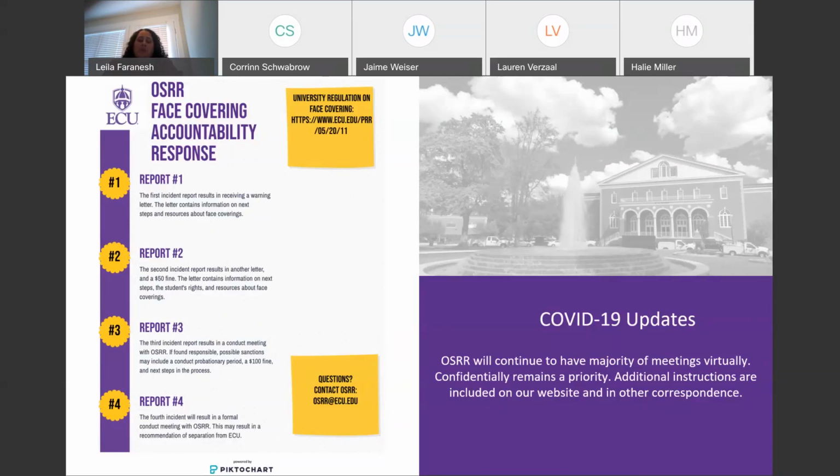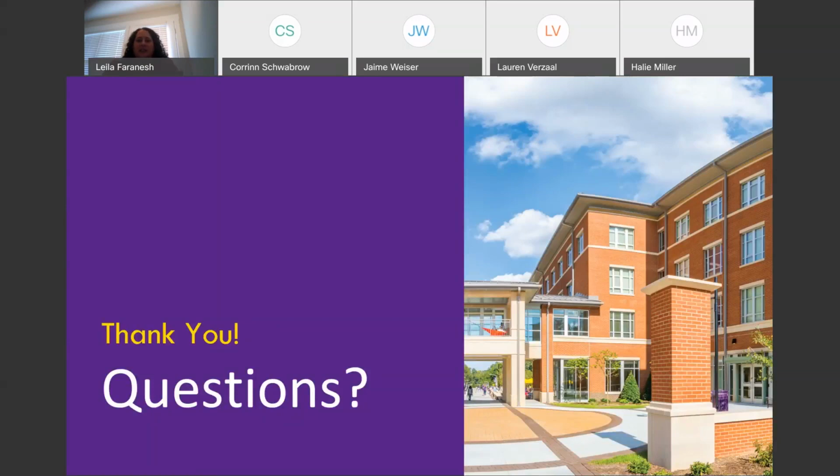If we receive multiple reports and we're at the fourth report, we will evaluate that student's status, and they could be facing some type of separation from the university or a recommendation to the Student Conduct Board for separation. We are going to ask faculty and staff to ask that student to put on a face mask, and not report it if they comply. But if the student doesn't comply, then the faculty or staff member has the right to file a report with our office, and we may address that behavior starting with the first thing I mentioned, which is a letter. Any questions?